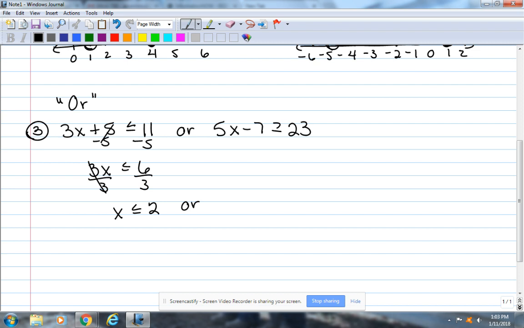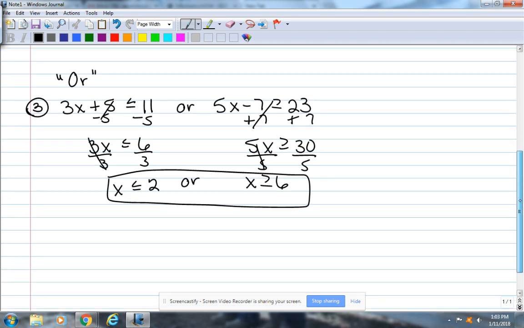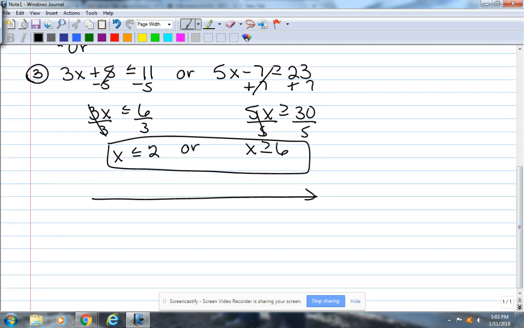And then on the other one, I just completely solve it like its own separate problem too. So I'm going to add 7. So 5x is greater than or equal to 30. Divide by 5. And x is greater than or equal to 6. So that's my solution. And then if I want to graph it on a number line, remember the ors shade in opposite directions.